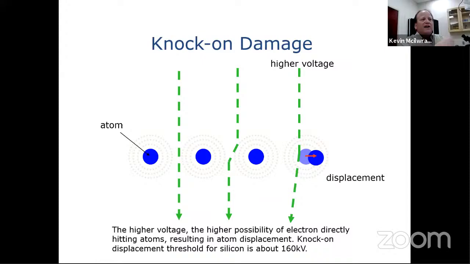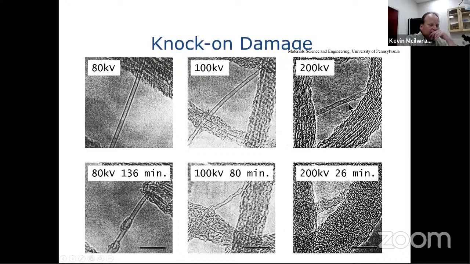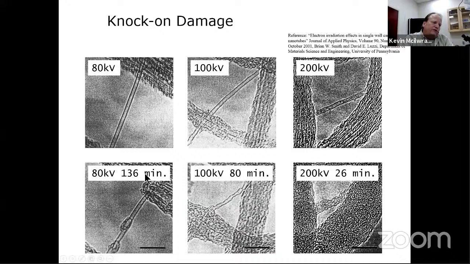So knock-on damage: an electron comes down, and there's a possibility of a collision with an atom, which will then displace it. Silicon has a threshold where electrons will displace an atom at about 160 kV. Now we look at a single-walled carbon nanotube at 80 kV after 2 hours. We still see the structure of the tube. At 100 kV, the initial image looks fine and the resolution's good, but after an hour and a half or so, the tube's breaking down. At 200 kV, we get a great shot of the tube at first, but after only 26 minutes, the crystalline structure is amorphous and broken down.